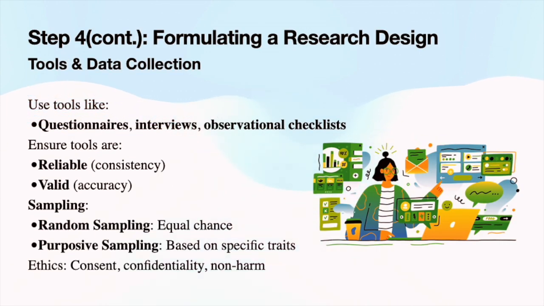Now comes the real action, collecting data. You need the right tools like questionnaires, interviews, or tests that are reliable/consistent and valid/accurate. Because you can't study everyone, you choose a sample, a smaller group that represents your bigger population. There are different ways to pick them, like random sampling, where everyone has an equal chance, or purposive sampling, where you choose specific people. Make sure your data collection is ethical and organized so your results are trustworthy.